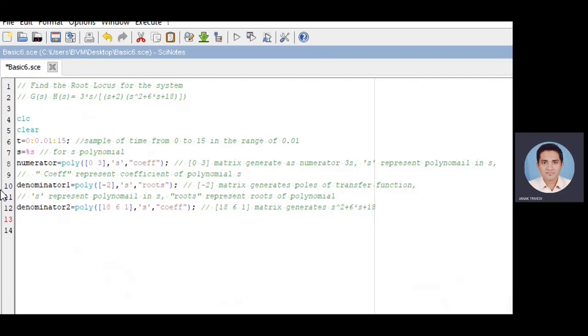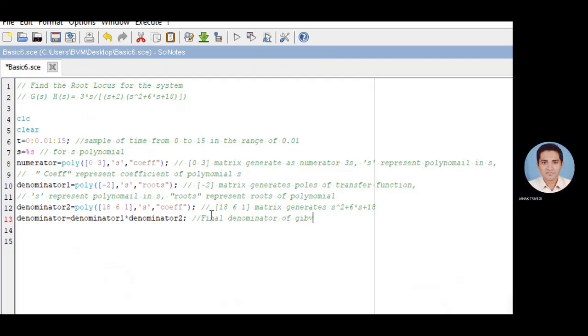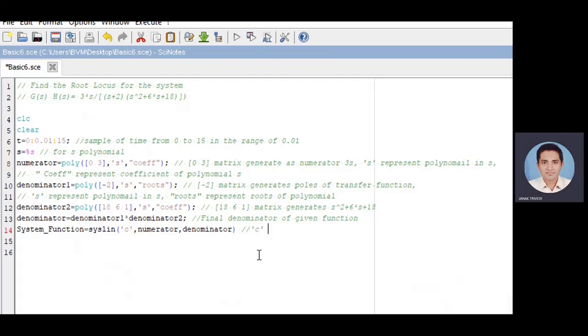Now we have to multiply those two denominators, so denominator equal to denominator 1 multiplied by denominator 2. Once again semicolon to avoid the result on the screen. Okay, so this is the final denominator of the function. Then we find the system function that is equal to, with the help of system linear functions, linear, and for continuous, so C, and first we use numerator and then we use denominator. Okay, so here C for continuous.